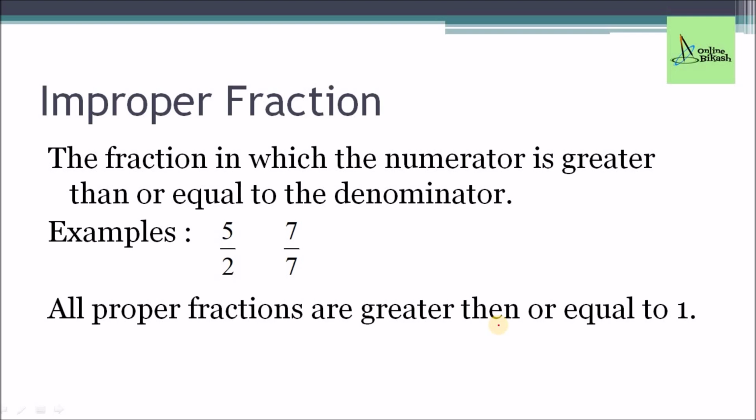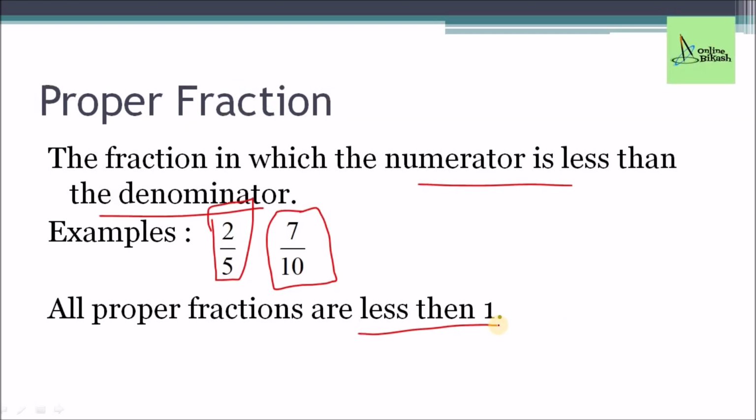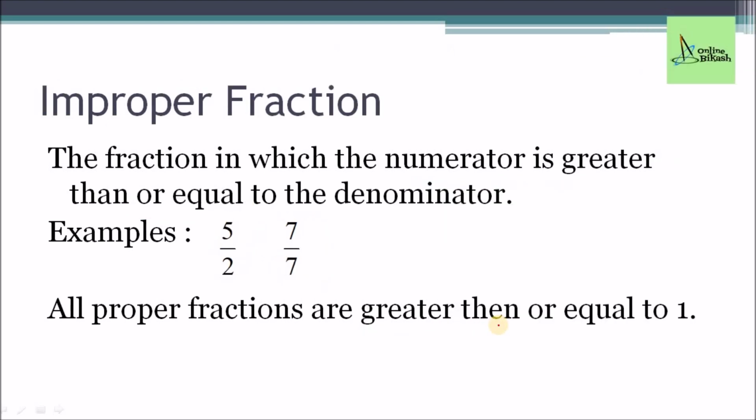Now the second type, improper fraction. The opposite of a proper fraction is an improper fraction. In a proper fraction the numerator is less than the denominator, but in an improper fraction the numerator is greater than or equal to the denominator. Note that: greater than or equal to the denominator. In this example, 5 by 2, 5 is the numerator and 2 is the denominator. The numerator is greater than the denominator 2, so 5 by 2 is an improper fraction.